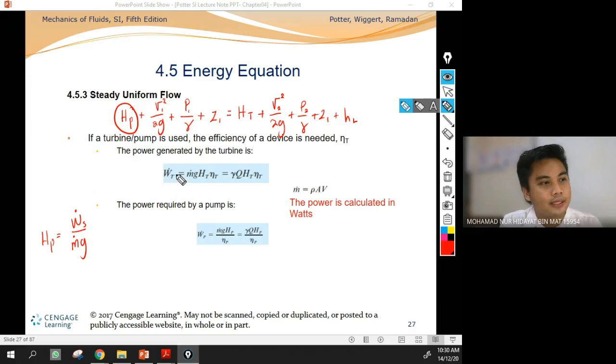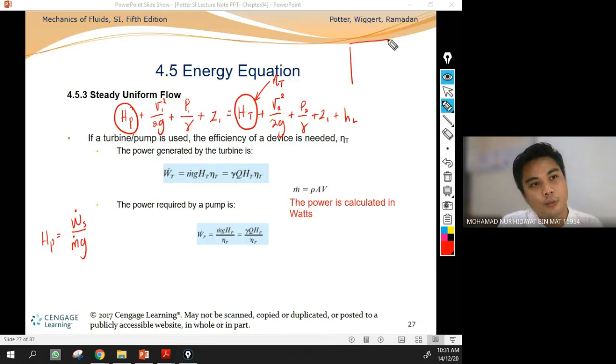Okay. So this one is the head of the pump, and this is the head of the turbine. In order to get the turbine efficiency, we multiply this one with the efficiency of turbine. Remember, we have the control volume, we have the shaft. In order to know the efficiency of this, we have to multiply by the efficiency of turbine.